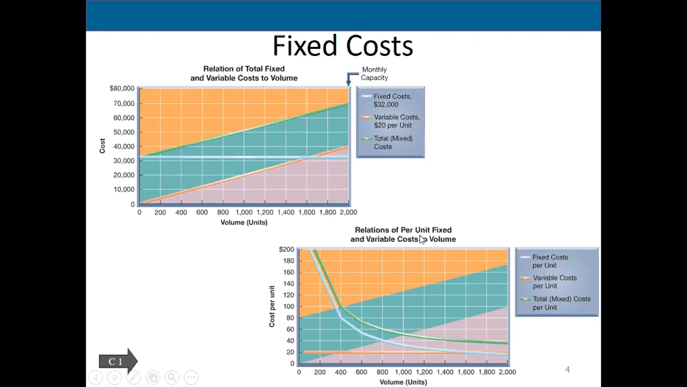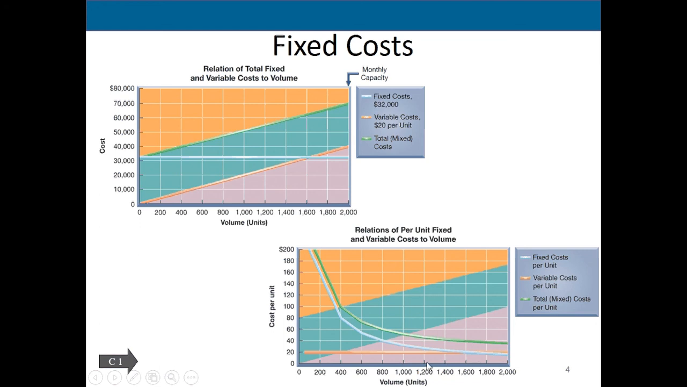This one gives you a relation of unit fixed and unit variable cost to volume. So notice here that this says cost, but this says cost per unit. And with this graph, fixed cost starts up here and comes down at this curvilinear slope. So does total cost, but look at variable cost. It stays the same. What's the difference here?